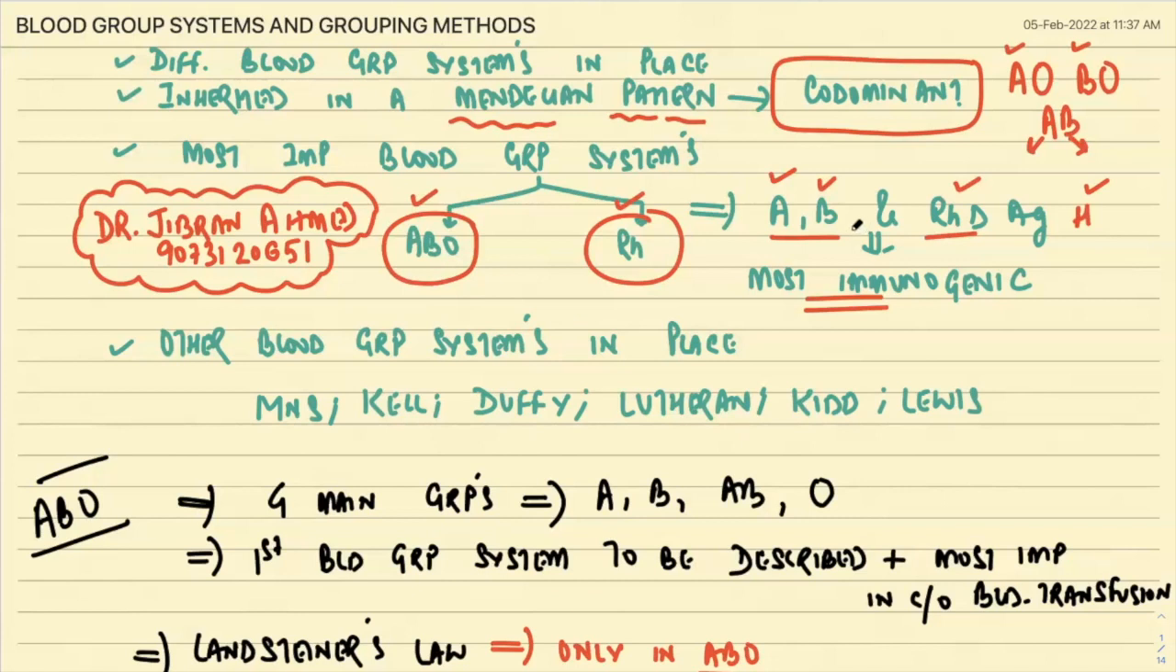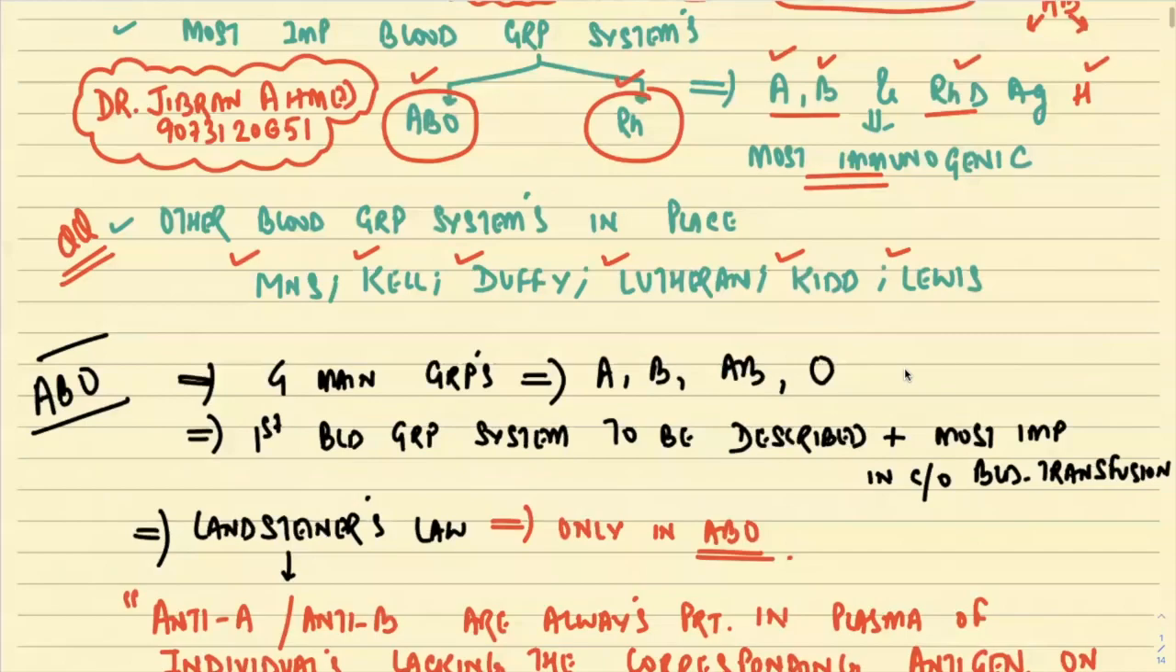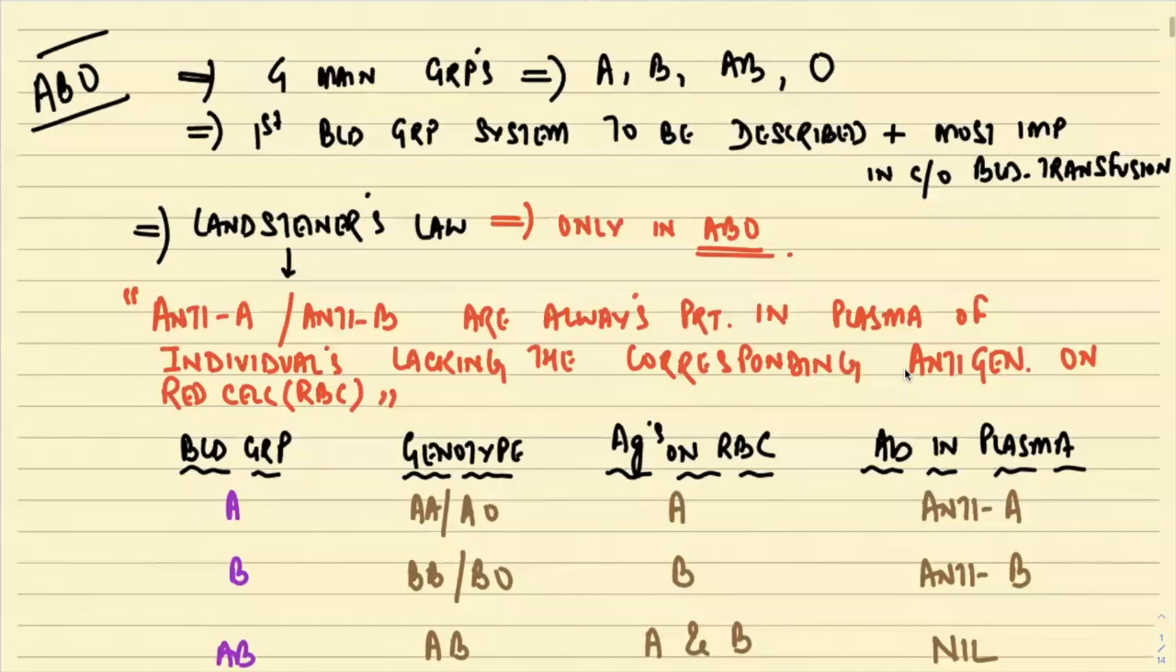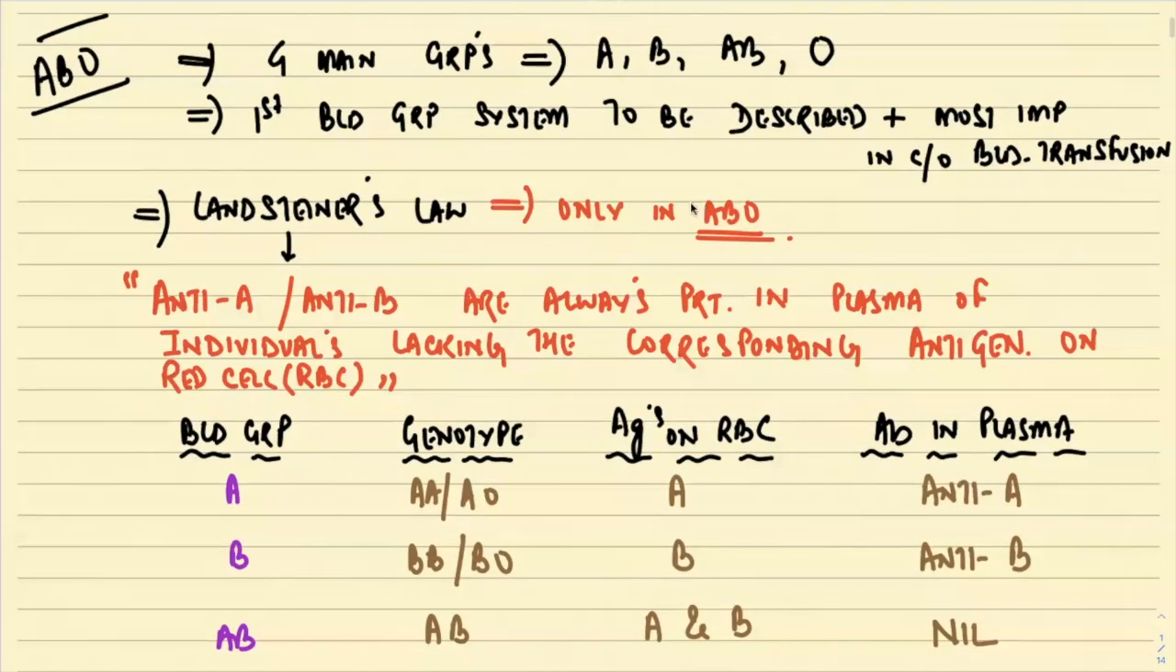An often very important question asked is: what are the other blood group systems which are in place apart from ABO and RH? You should remember these names at least: MNS system, Kell, Duffy, Lutheran, Kidd, and Lewis. Okay, so without wasting any time, we are now going to start with the ABO blood group system.